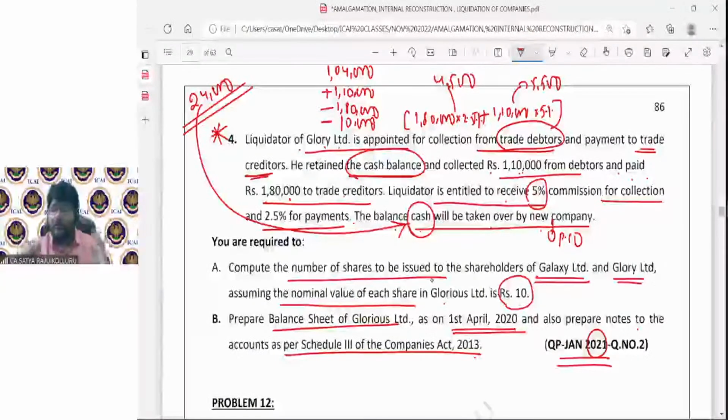Otherwise, if from the given information we are unable to predict the method of amalgamation, there is a choice of whether to presume it is amalgamation in the nature of merger or amalgamation in the nature of purchase. Then take an assumption, and based on the assumption resolve the problem. Do you understand? Fine. Come to my OneNote quickly, all of you.